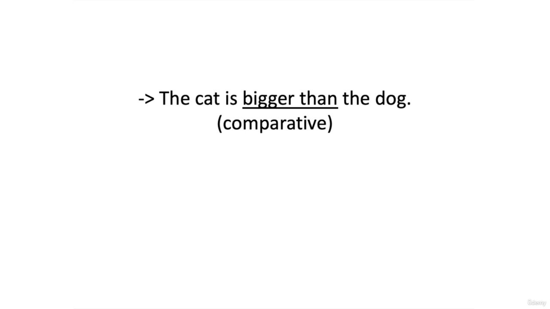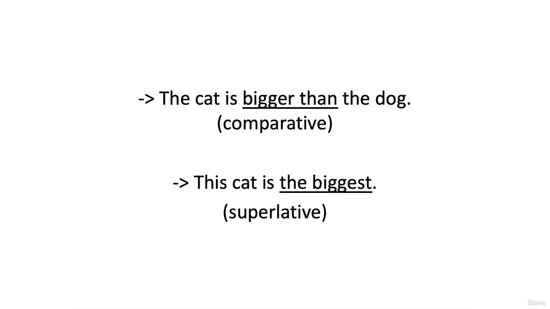The cat is bigger than the dog. This is the comparative. We are comparing one cat with one dog. This cat is the biggest. This sentence uses a superlative. It is comparing a cat with other animals.